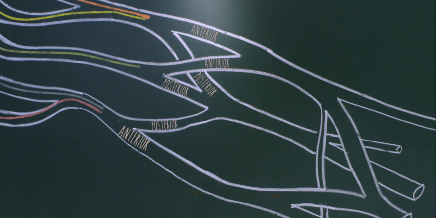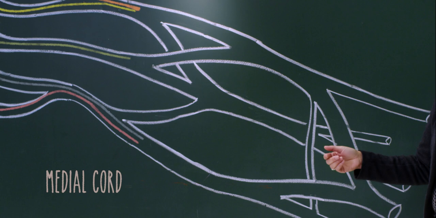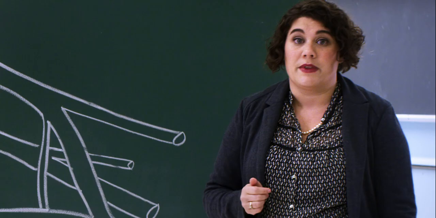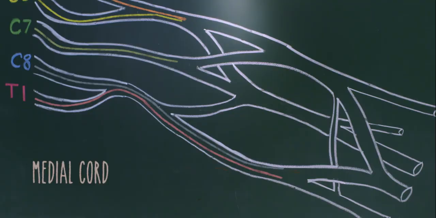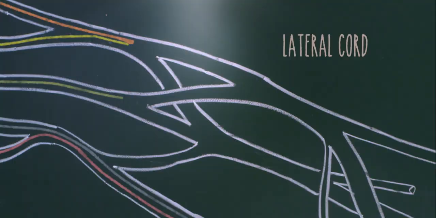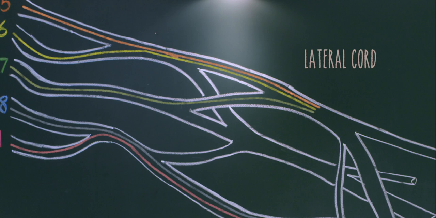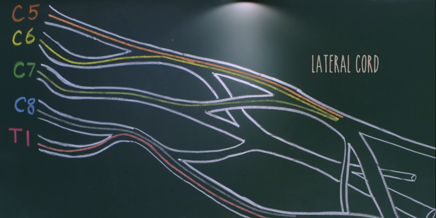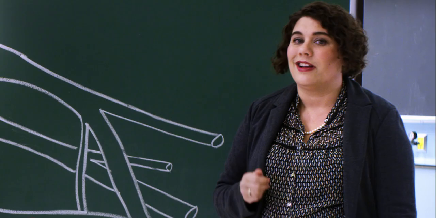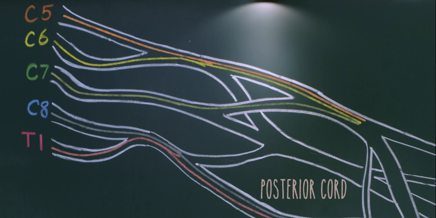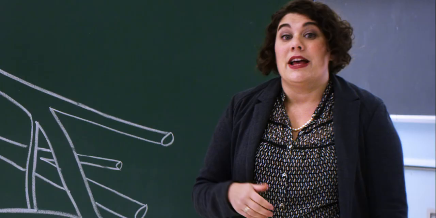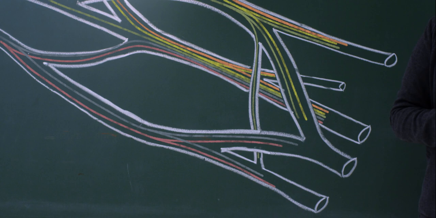The medial cord is simply an extension of the anterior division of the inferior trunk. Notice it contains fibers only from C8 and T1. The lateral cord is formed by the anterior divisions of both the upper and middle trunk merging. And you'll notice that it contains fibers from C5, C6, and C7. And look at this. The posterior cord contains fibers from all spinal nerves, because it is a combination of all posterior divisions. The terminal nerves for the upper limb are a result of one last recombination of these cords.